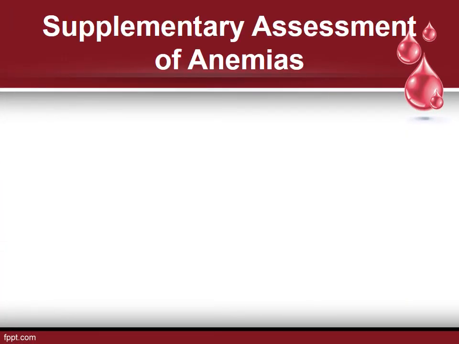So there are supplementary assessments of anemias. Other procedures that support the diagnostic process of identifying an anemia may be needed. Some of these assays are performed in the hematology laboratory and others may be performed in other sections in the laboratory. The bone marrow examination may reveal an abnormal ratio of leukocytes to erythrocytes, the myeloid-erythroid ratio.